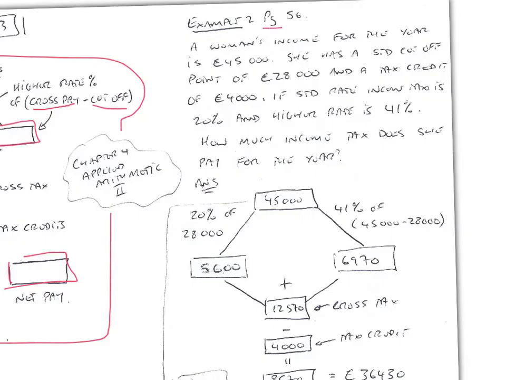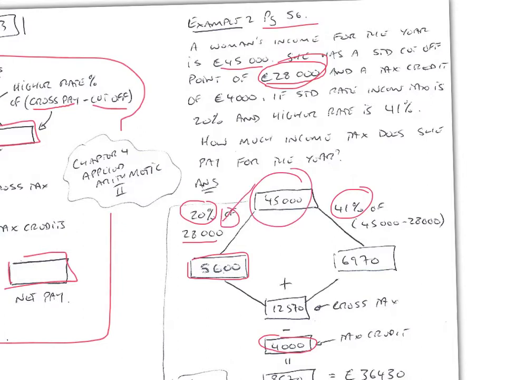Okay, page 56. A woman's income for the year is 45,000. She has a standard cut-off point of 28,000, and a tax credit of 4,000, so that'll just go in there. If the standard rate income tax is 20%, you're going to get 20% of the standard cut-off point, and that's going to be 5,600. And the higher rate is 41%, so you're going to get 41% of her 45 minus 28, and that's going to be 6,970. How much income tax does she pay for the year?